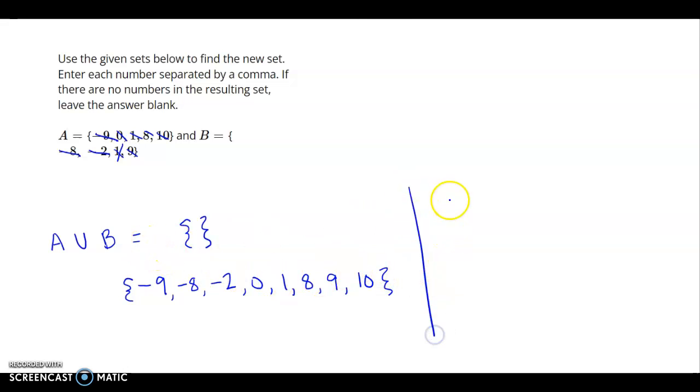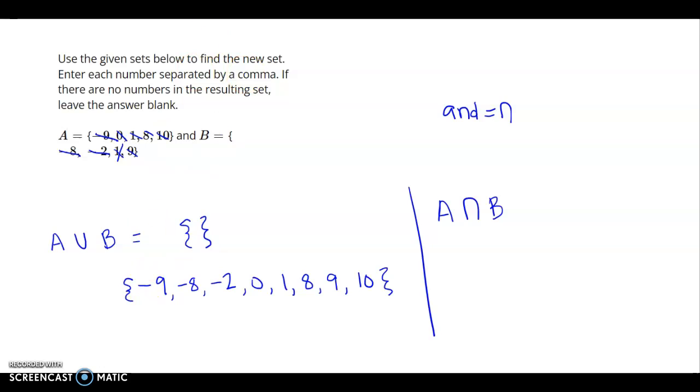What if it asked us to find the intersection, A and B? One way that I help keep this straight is this looks like an N to me, and I know that AND has an N in it. So AND is going to be the intersection. So when it's AND, it means only numbers that are in both sets.